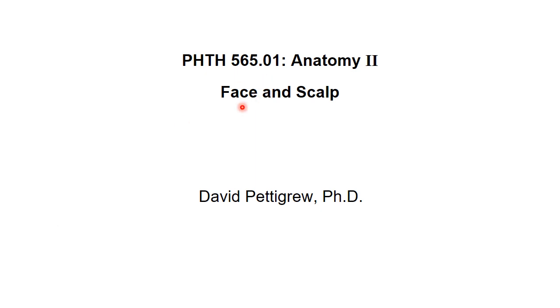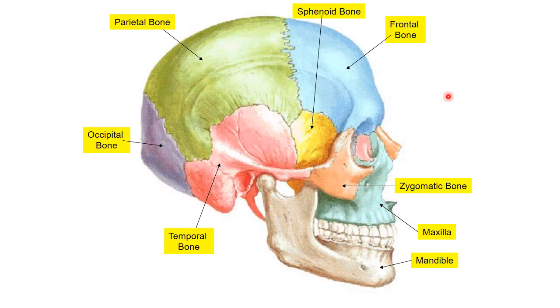Okay, moving on now to the head. We'll start with face and scalp. Looking here at the major bones of the skull, and there'll be more, these aren't all of them, but we can see here from anterior to posterior, this is the facial skeleton here.